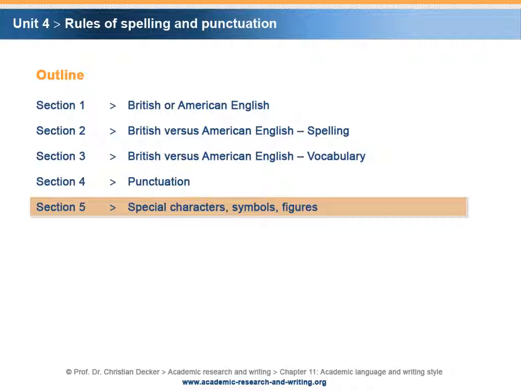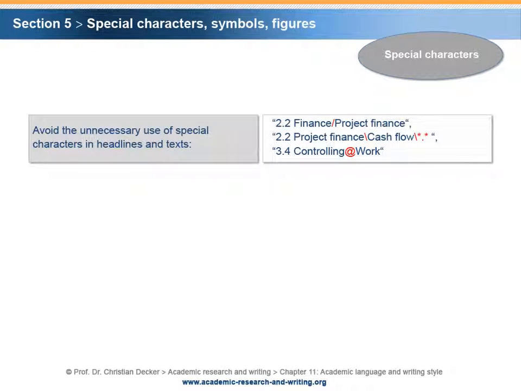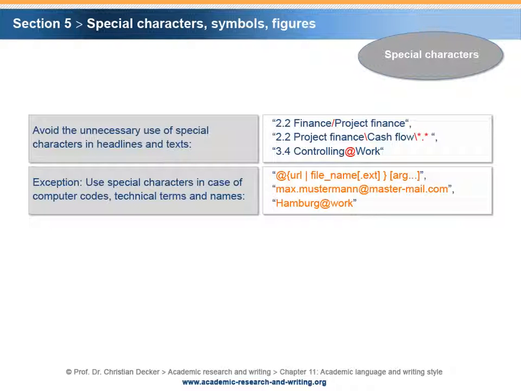Section 5. Special characters, symbols, figures. In academic writing, it is advisable to avoid the careless use of special characters, symbols, and figures. Avoid the unnecessary use of special characters in headlines and texts. As shown in the example headlines, the use of slash, backslash, at, etc. makes no sense. Exception: it goes without saying that the use of special characters is necessary in case of computer codes, technical terms, and names, as shown in the examples.